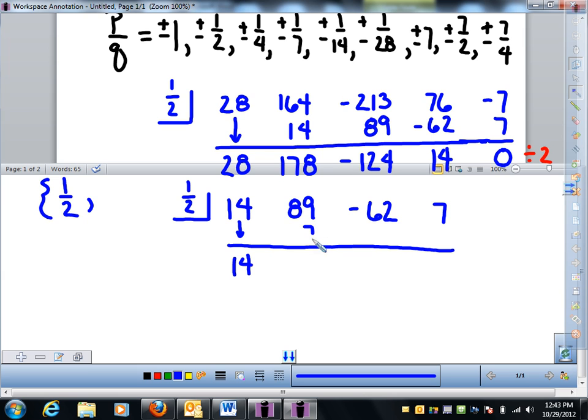Multiply, I would get 7. Add, and I would get 96. Multiply, and I would get, what is that, 48. Add, I get negative 14. Multiply, I get negative 7. Add, I get 0. So it turns out in this case that 1/2 happened a second time. Now you can list it twice, or oftentimes we'll write this as a double root, a DR. Good news is I'm down to these numbers right here, and if you'll notice, all of those numbers are divisible by 14, I believe.